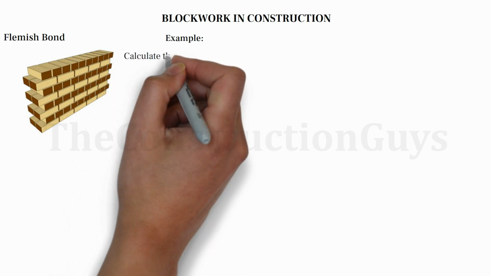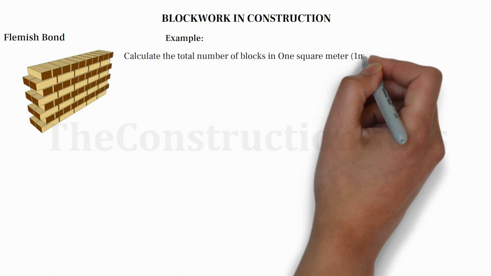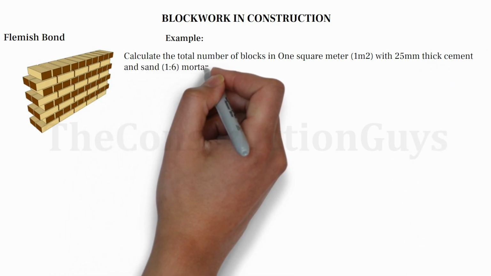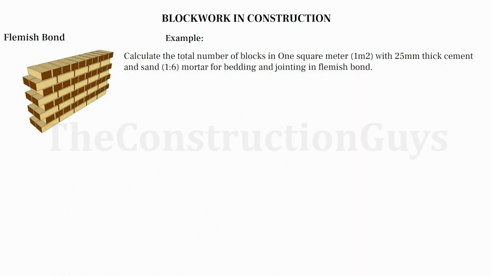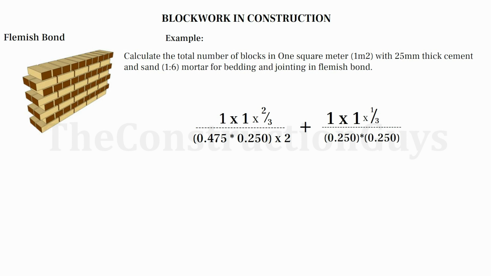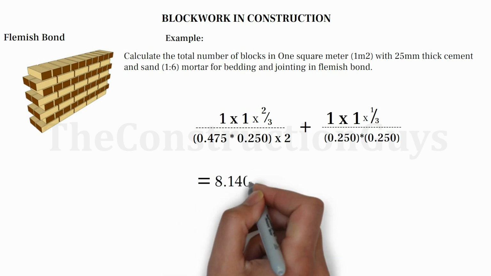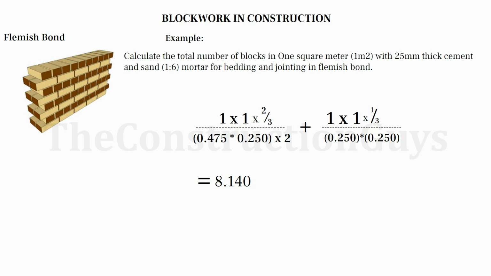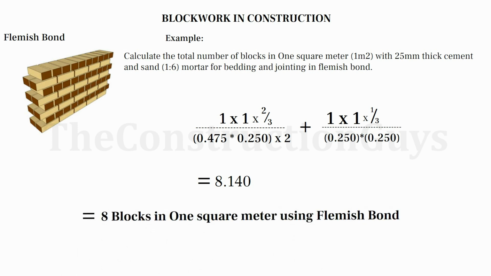by 1/3. Example: calculate the total number of blocks in 1 square meter with 25 mm thick cement and sand, 1:6 mortar for bedding and jointing in Flemish bond. 1 multiplied by 1 multiplied by 2/3 divided by 0.475 multiplied by 0.250, all multiplied by 2, plus 1 square meter multiplied by 1/3 divided by 0.25 multiplied by 0.25. We have 8.140. When we round it, we have 8 blocks in 1 square meter of Flemish bond.